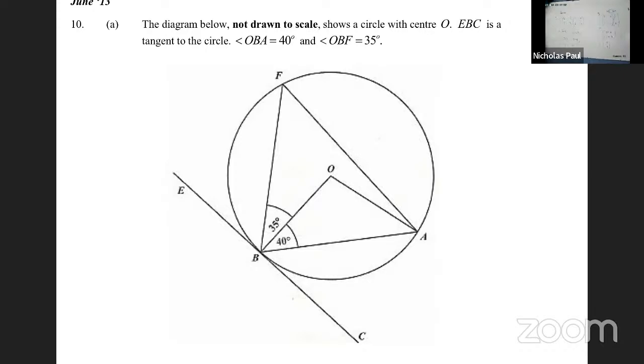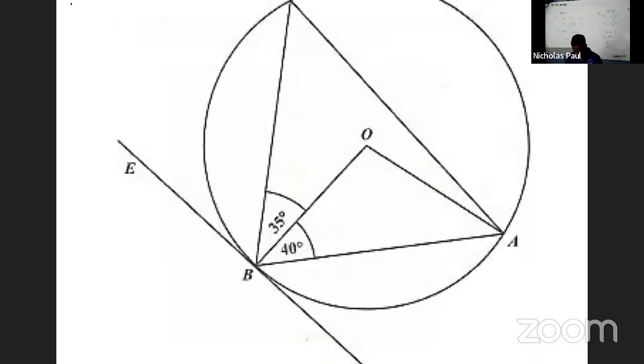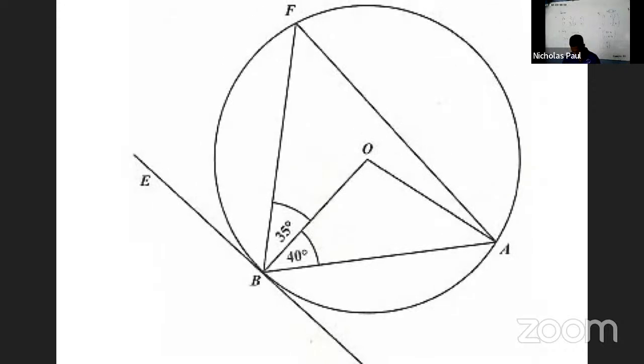All right, let's see how much you got. I am not looking at what they asked us, right? I just want to see what we have right here and what we could figure out. So first thing first, what type of triangle is OBA? OBA is isosceles, right? So here and here equal.